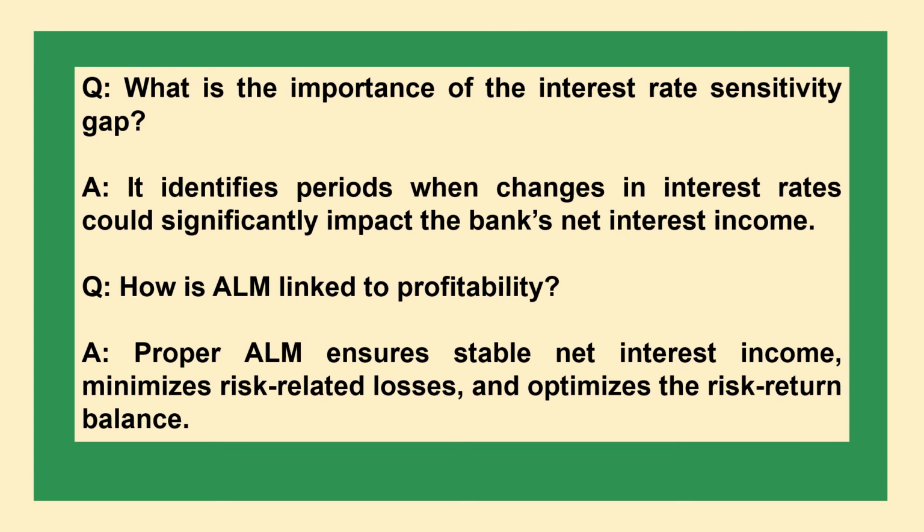Question. What is the importance of interest rate sensitivity gap? Answer. It identifies periods when changes in interest rates could significantly impact the bank's net interest income. Question. How is ALM linked to profitability? Answer. Proper ALM ensures stable net interest income, minimizes risk-related losses, and optimizes the risk-return balance.